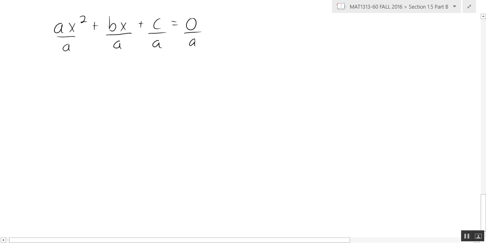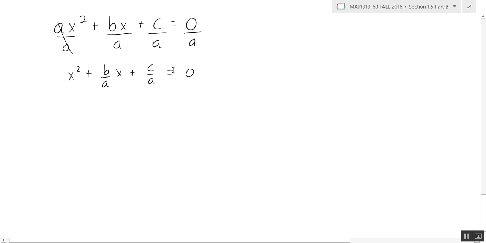So what would I have after I divide everything by a? Well, that would cancel out, and I'd have x squared plus b over a times x plus c over a equals 0. All I've done is divide everything by a.